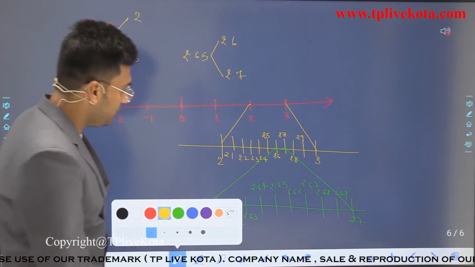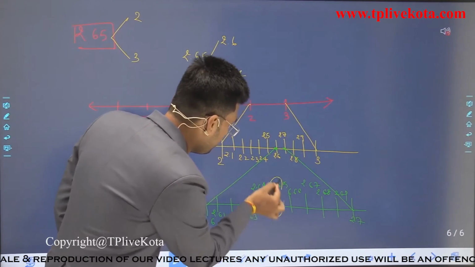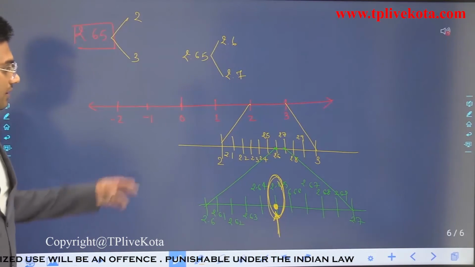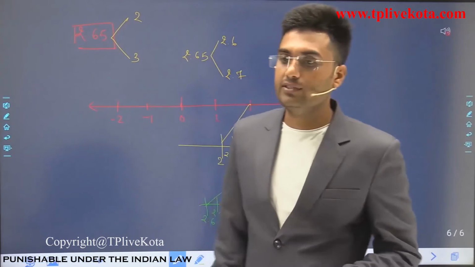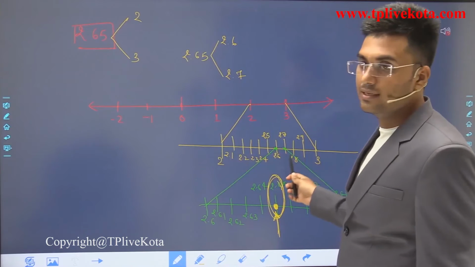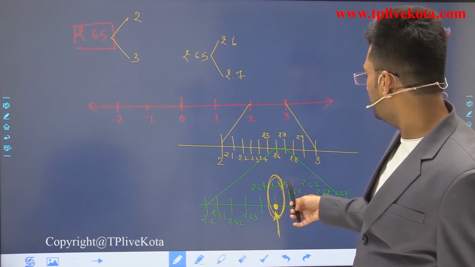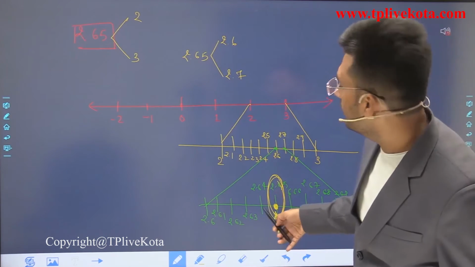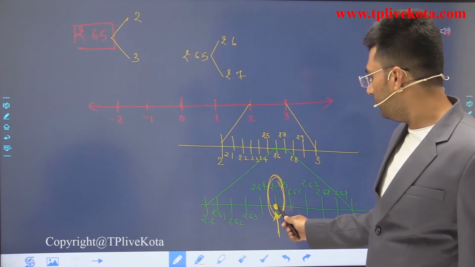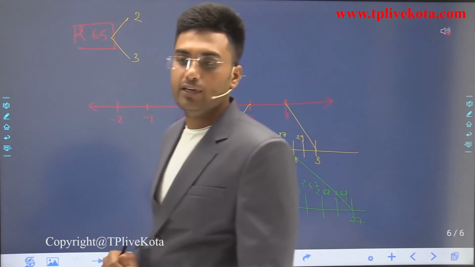We have to represent the number 2.65, that is this point. The number lies on this point. This is 2.65. This process is known as successive magnification. In this method, first we divide 2 and 3 into 10 equal parts, then 2.6 and 2.7 into 10 equal parts. Then we find 2.65 here. So this is the successive magnification method.